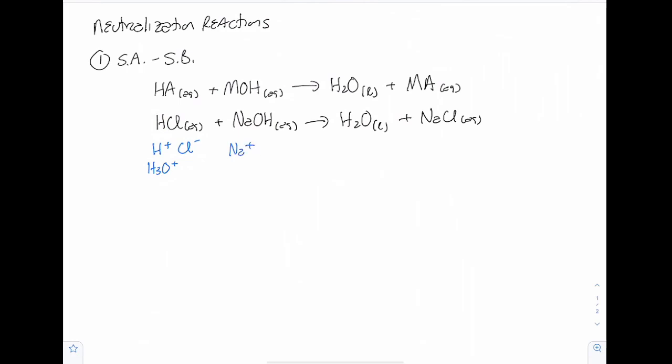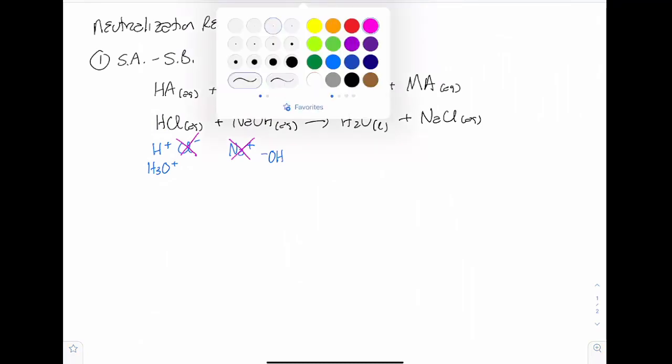I have sodium and hydroxide ions, and we know that the conjugate, right, the anion from a strong acid is inert. It's not going to react with water to produce hydroxide ions. The cation from my strong base is also inert, so when I write my ionic equation, I can cross those out, or my net ionic equation.